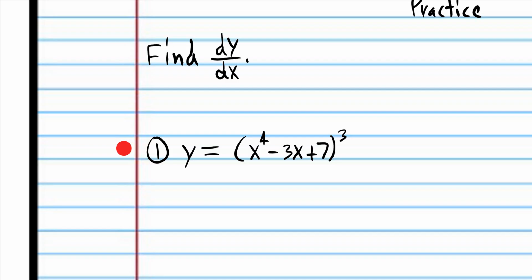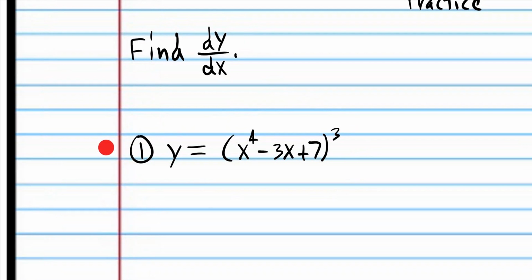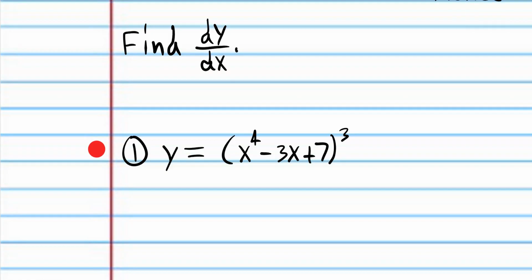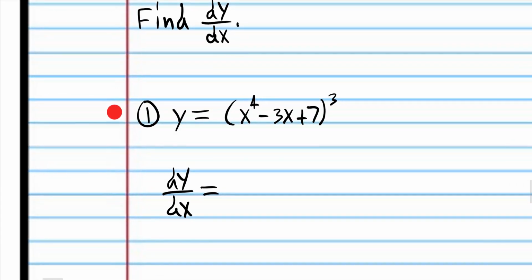So let's use the chain rule to find the derivative of this function. We're going to find dy over dx. But we can't find the derivative of this function because we don't know how. The reason we don't know how is because we have a function inside another function. We haven't learned how to find the derivative of an expression that fits that description. So here's how we find the derivative using what we call the chain rule.